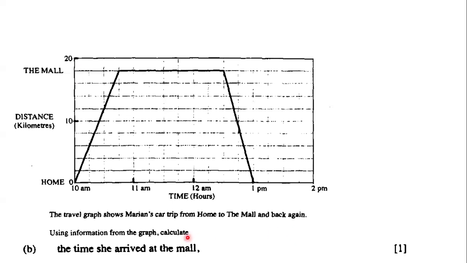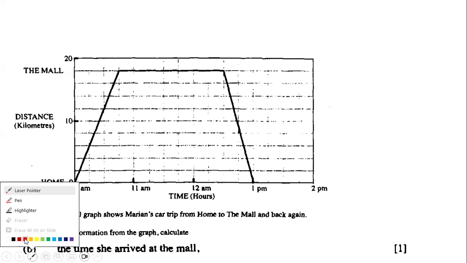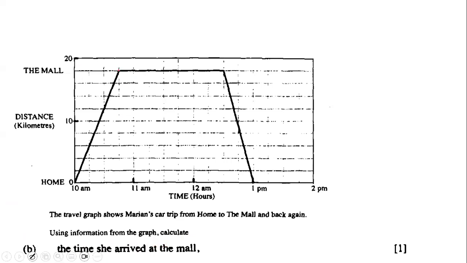Next, they want us to figure out the time she arrived at the mall. Now, the time that she arrived at the mall is what they want us to figure out. Here is when she arrived at the mall. And if we go down and down and down, this right here is 10. So this is 10 a.m.